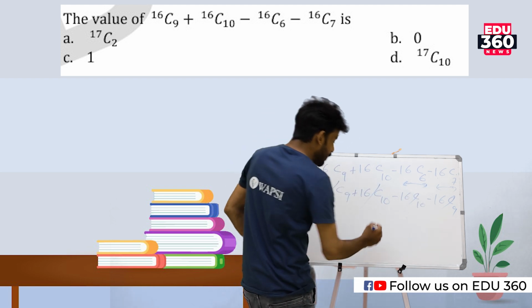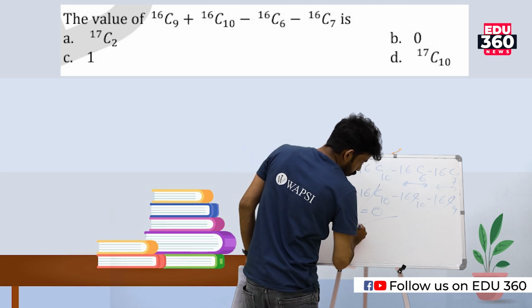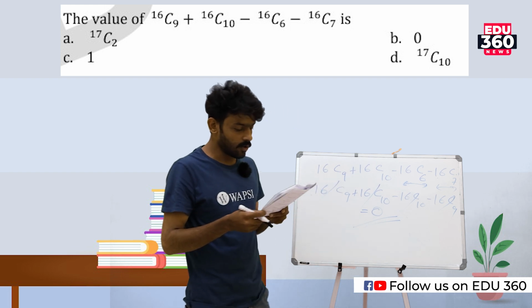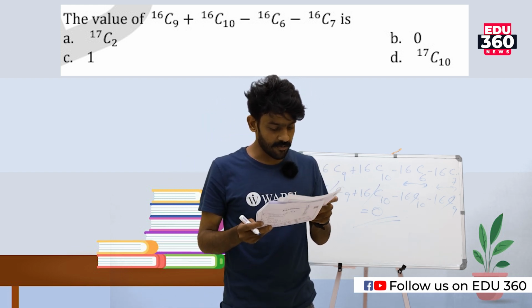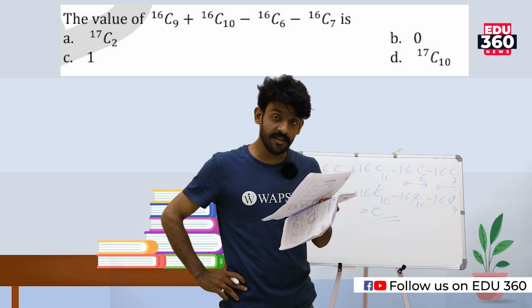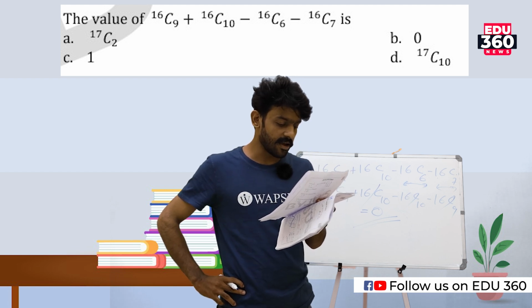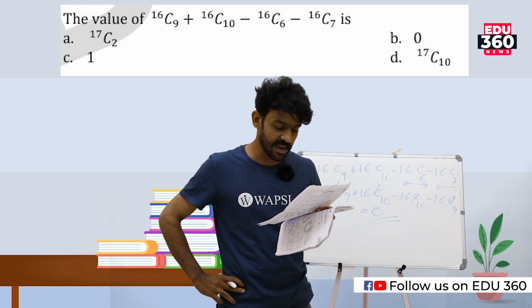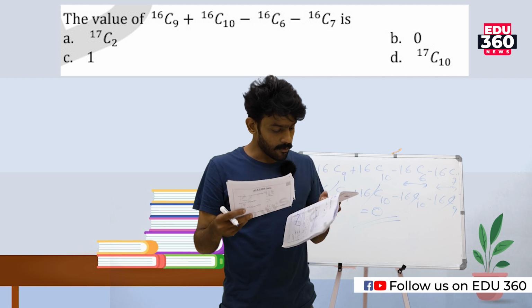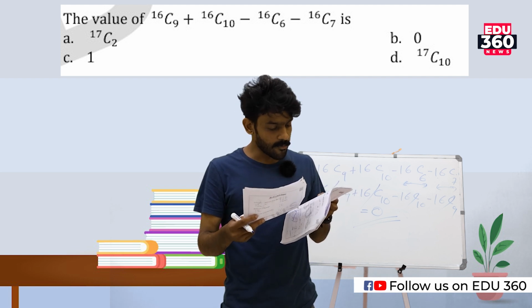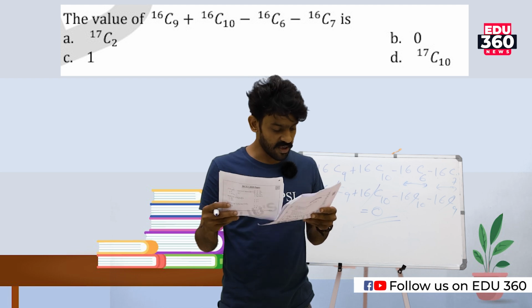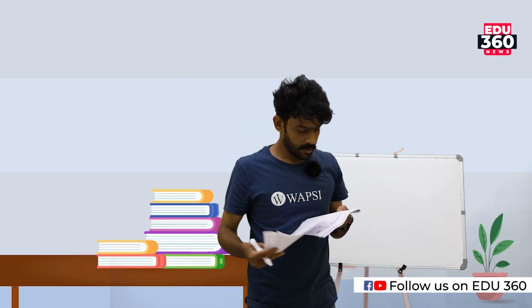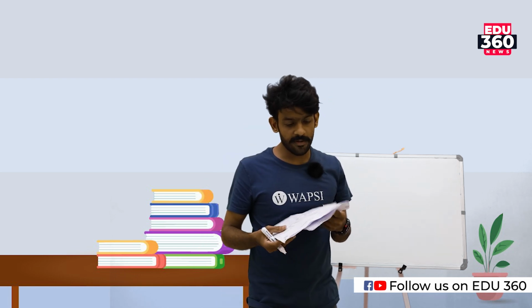So what is the value? That is equal to 0. That means the value is equal to 0. Now look at the options. While we are going through the options, we can see that the first one is 17C2 and the second one is 0 and the third one is 1 and the fourth one is 17C10. Okay, so for this question, we can see that option B is the correct answer. That means the value is equal to 0. So option B is the correct answer for this question. So we can move on to the third question.